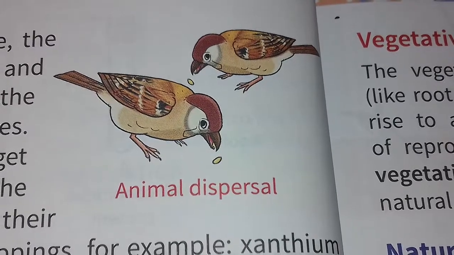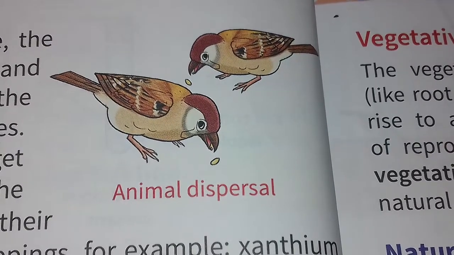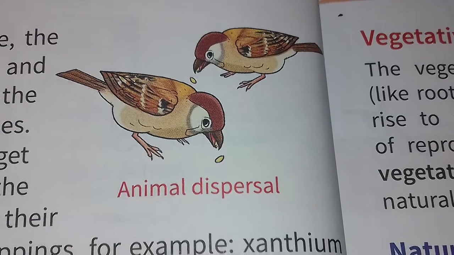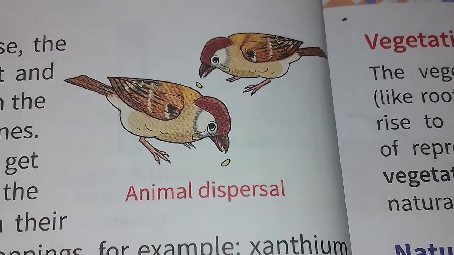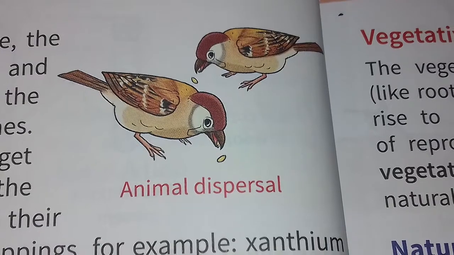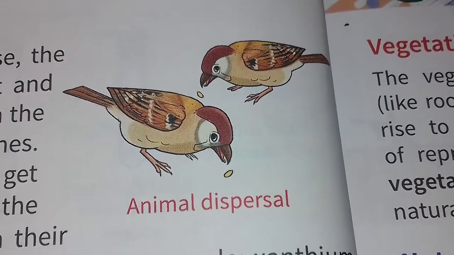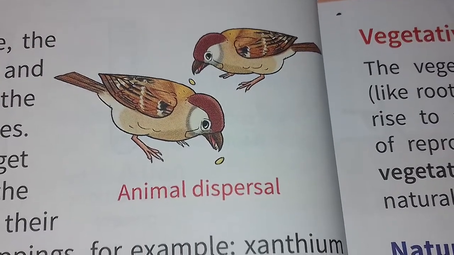In the third case, birds swallow the seed as a whole that remain undigested in their stomach and reach the soil in the form of droppings. For example, xanthium seeds, speargrass, tiger nail, etc.